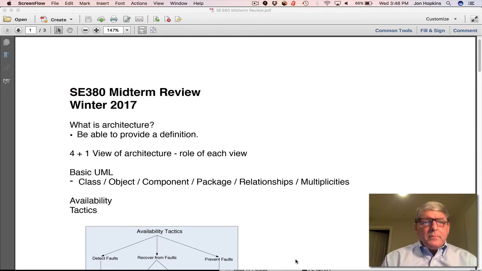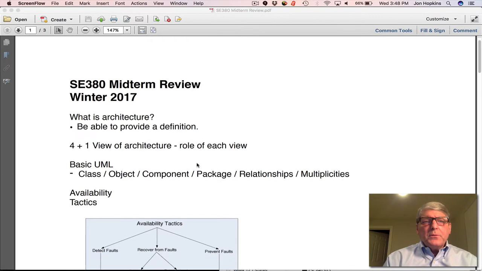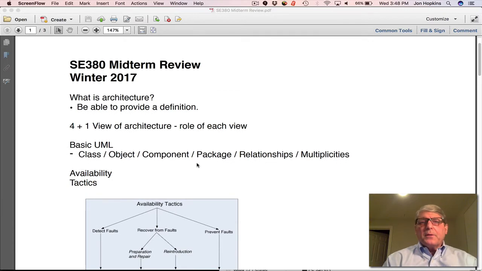In terms of what we're going to be doing here, I'm going to go through what I think are the important topics for the midterm review. And the first thing I want to touch on is the definition of architecture. We're of course covering the whole broad topic of software engineering and in particular software architecture here.